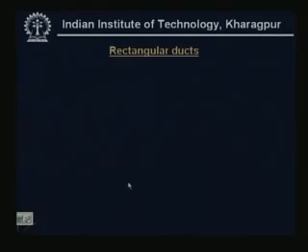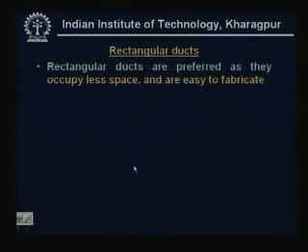The most widely used duct geometry is that of the rectangular duct. Why is the rectangular duct most widely used? Because these ducts are preferred as they occupy less space, because they match with the building. For example, if you have a flat roof, then a rectangular duct matches with the flat roof better than a circular duct. So, that is one reason why rectangular ducts are preferred. A second reason is that it is easier to fabricate rectangular ducts out of sheet metal compared to a circular duct. So, the fabrication is also easy. Because of these two reasons, rectangular ducts are most widely used.